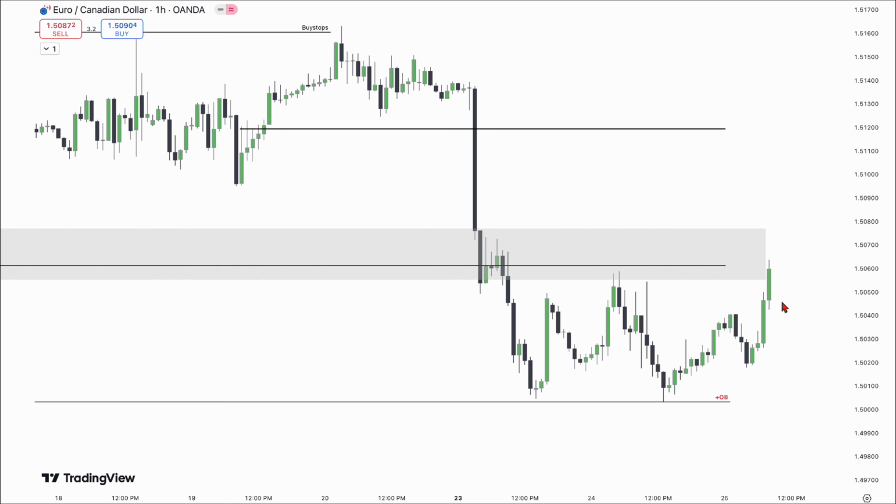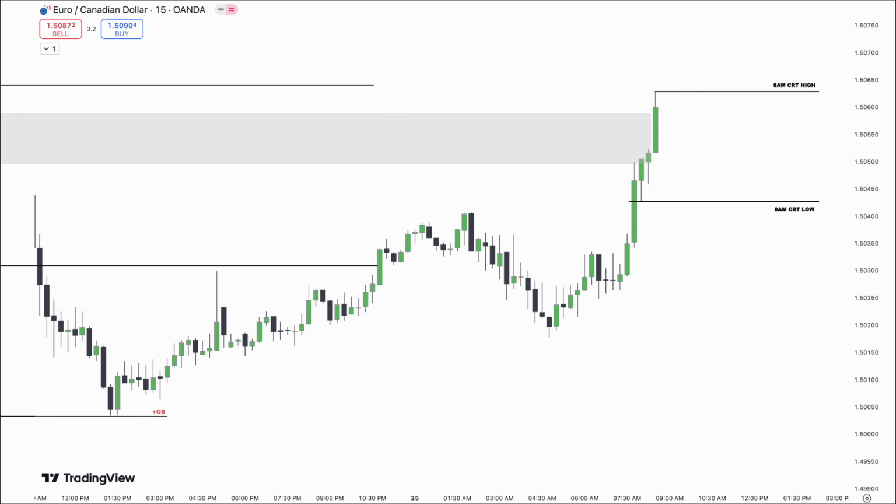We are on the hourly chart, and the 8 AM candle is already printed. Let's mark the high and low of that candle as our CRT range. We marked out the high and low, and next, hop on to the 15-minute chart. On the 15-minute chart, we will wait and look for a lower time frame CRT to form. Let's see what happens next.